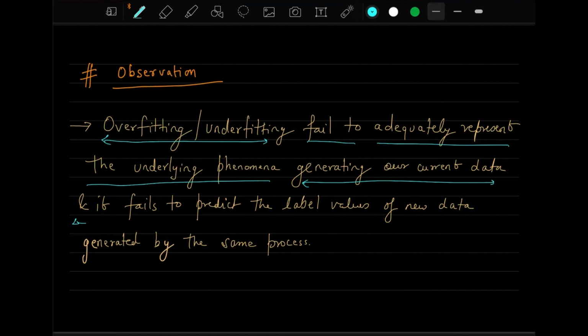So here it is written that overfitting and underfitting fail to adequately represent the underlying phenomena which generates our current data, and it fails to predict the labels for the new data generated by the same process. By new data I mean if I put some different data, which we call test data, we want our model to predict that also correctly, but it fails to do that. So that is the important observation that we found.